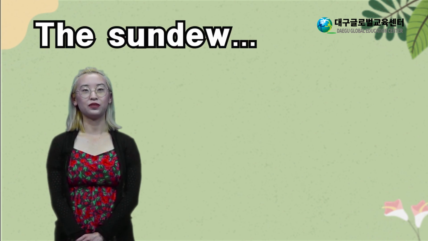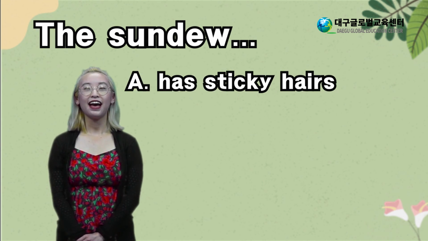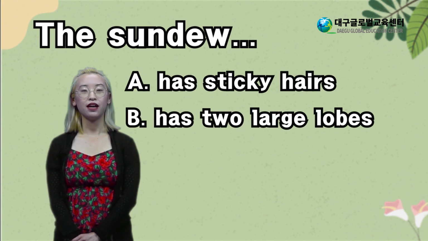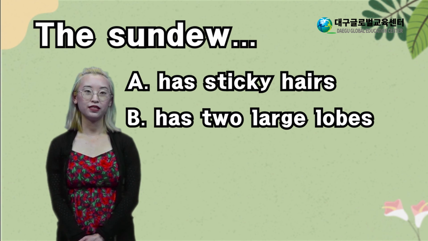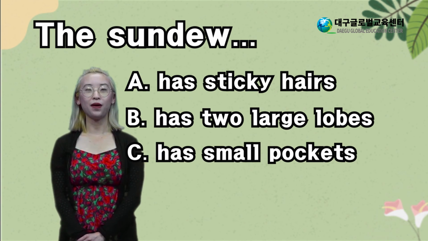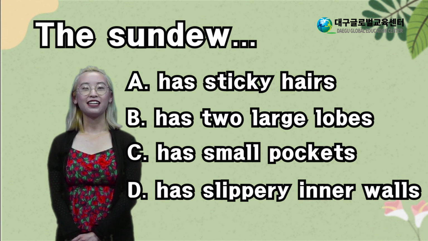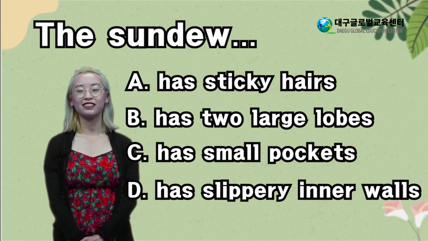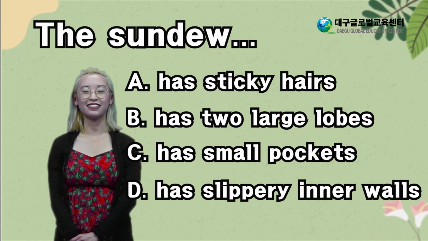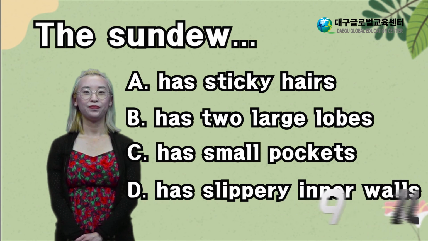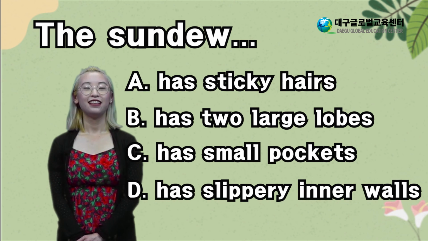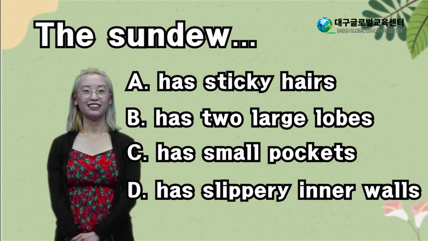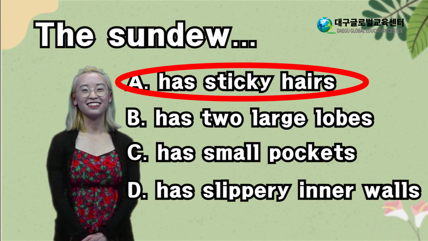Next, the sundew. Is it A. Has sticky hairs, B. Has 2 large lobes, C. Has small pockets, or D. Has slippery inner walls? I'll give you 10 seconds. The answer is A. Has sticky hairs.